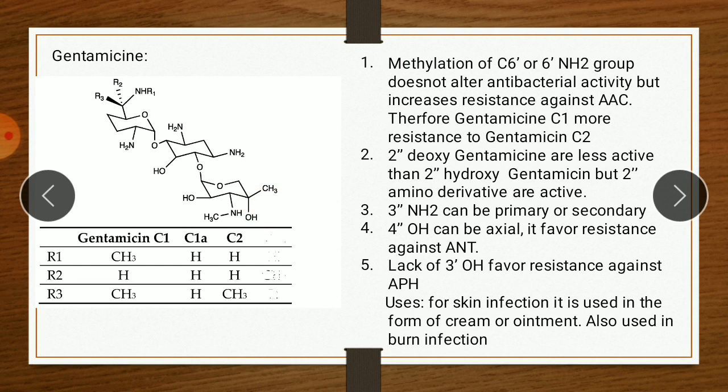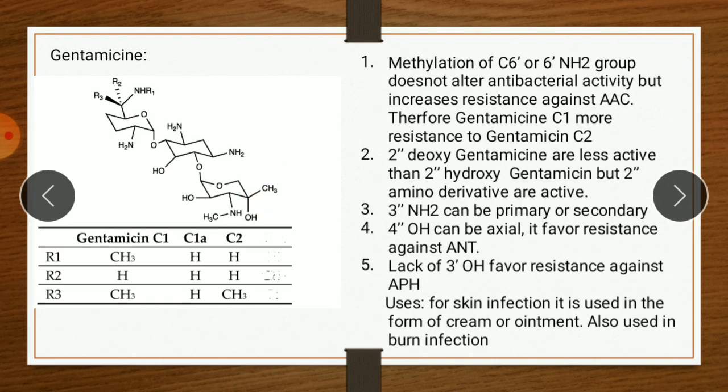If we change this hydroxyl group position to equatorial, then it is easily attacked by the ANT enzyme, that is aminoglycoside nucleotidyl transferase enzyme. So this hydroxyl group here is in axial position, therefore this ANT enzyme does not attack here. But if this hydroxyl group is in equatorial position, there is a chance of attack by ANT.